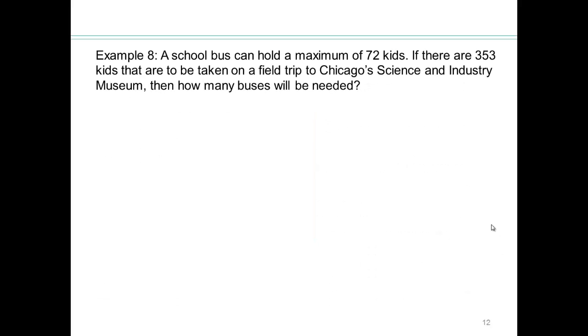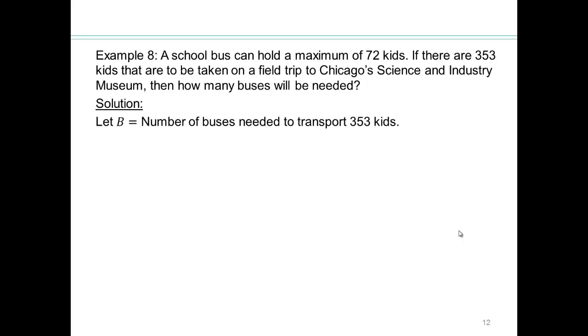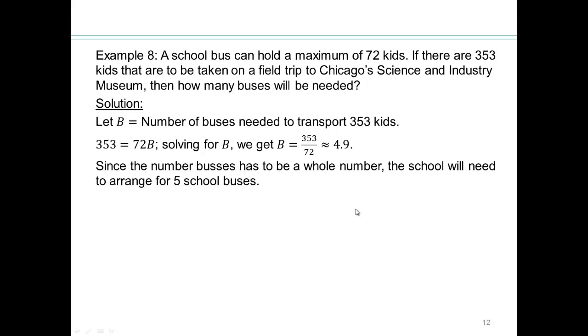All right, let's try this problem. So again, let's say B is the number of buses we need to transport 353 kids. The maximum number of students in each bus is 72. So 72 times the number of buses should equal 353. Solve and you get 4.9. Now, can you have 4.9 buses? No, of course not. So that means what? You're going to need 5 buses. You need to have the next complete whole number because number of buses is going to be a whole number.